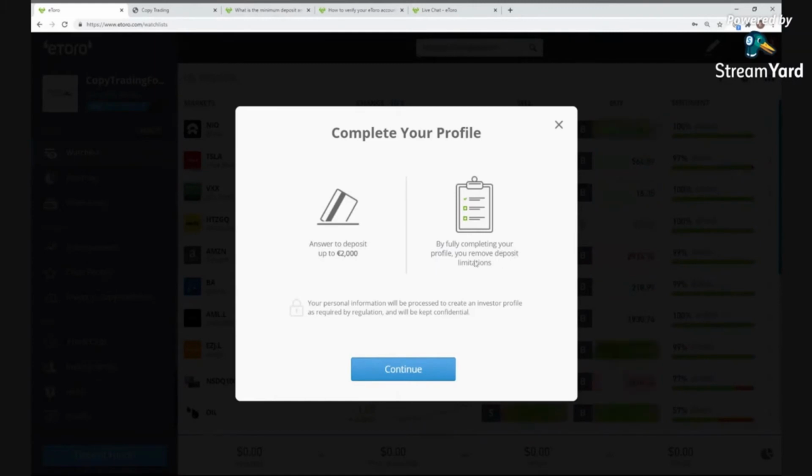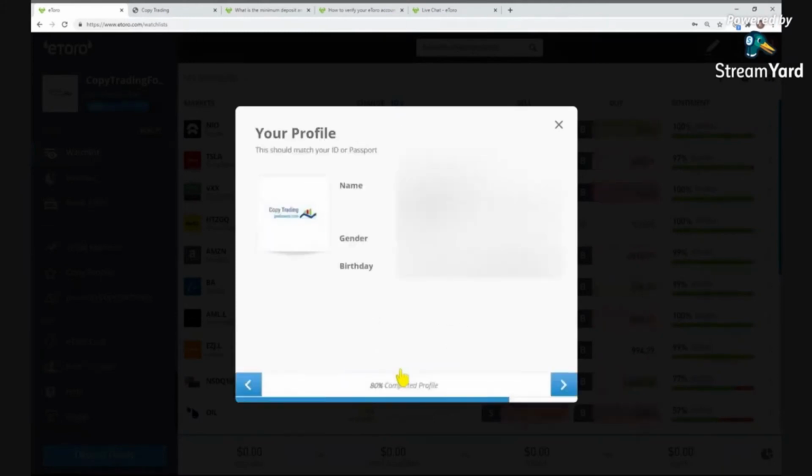By completing the profile, you remove deposit limitations. Once you complete your profile, the limitation on deposit will go up. I think you can deposit up to 1,000 or 10,000 per day, but I'll have to check that one out. Your personal information will be processed to create an investor profile as required by the regulations, and always kept confidential. Okay, so let's click continue.